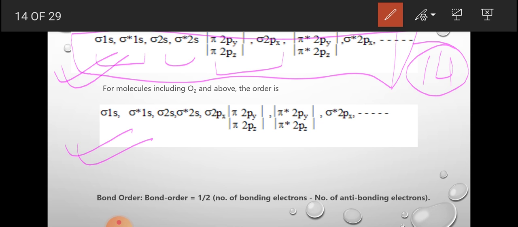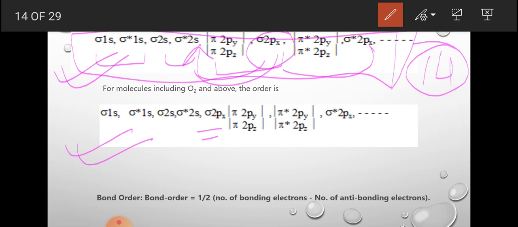For more than 14 electrons, what we have to do is that sigma 2px comes before. You see here, only this is the difference. Only the sigma star we will not bring. Only sigma 2px will come before pi 2py and pi 2pz. Okay, so learn this sequence, then it will be easy for you to fill the electrons.